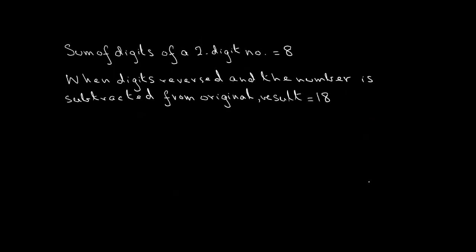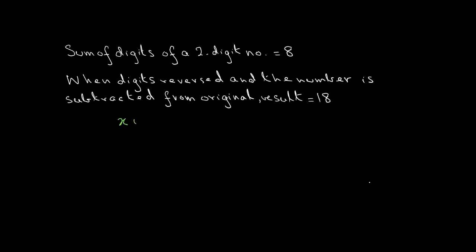The sum of digits of a 2-digit number is 8. When the digits are reversed and the number is subtracted from the original number, the result is 18. So we want to find the number. So let's look at this. Let's call the digits x and y. So here's x and here's y. So we have a 2-digit number, maybe like 62, but may not be the right answer, but I'm saying 6 plus 2 is 8, right? So our number is equal to xy, and we know that x plus y is equal to 8.